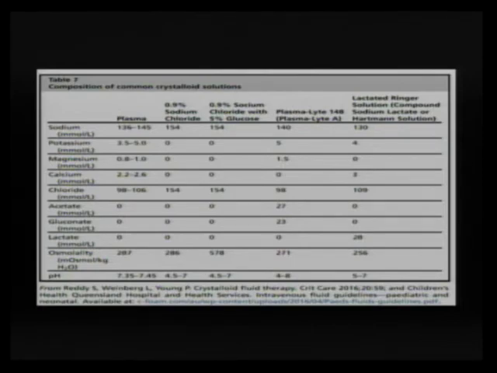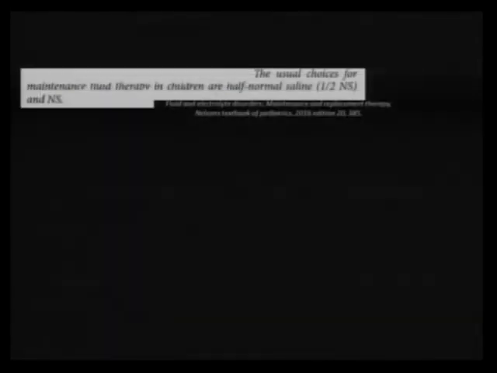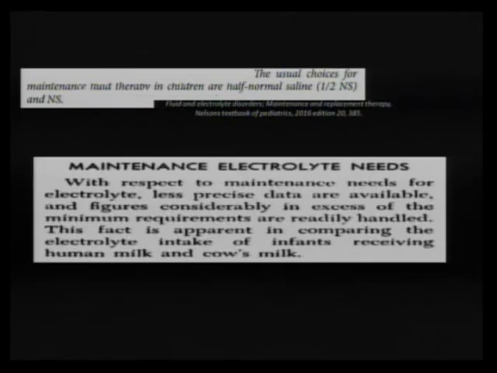So the question is, why do we use half normal and quarter normal saline? Well, one of the reasons is Nelson says the usual maintenance fluid therapy for children are half normal saline and normal saline. So it has to be right? But where did this recommendation come from? Holliday and Segar had another contribution. It wasn't just water requirements. They recommended us to use half normal saline or quarter normal saline as maintenance.